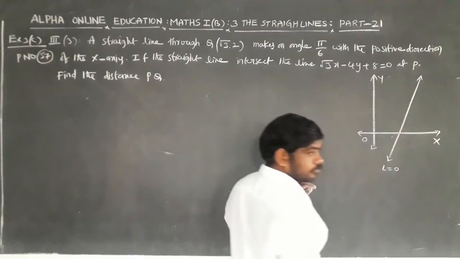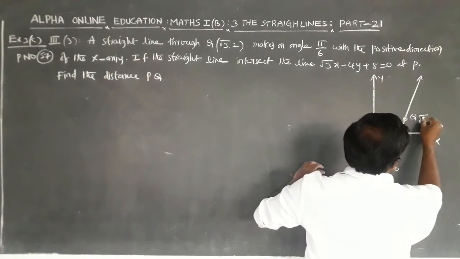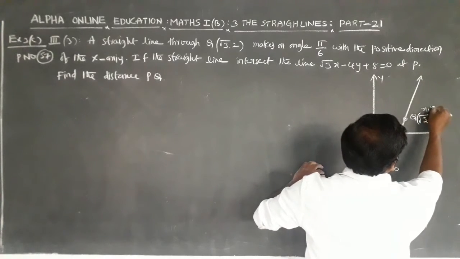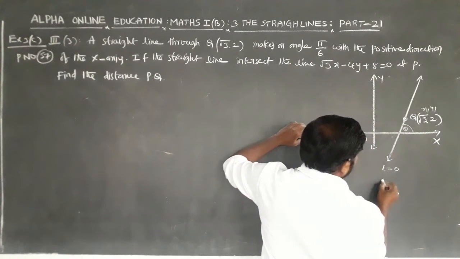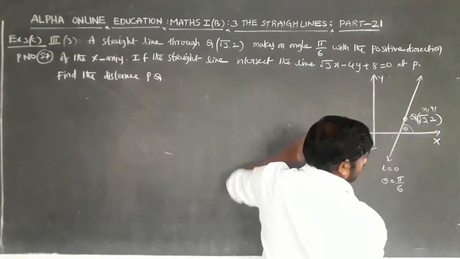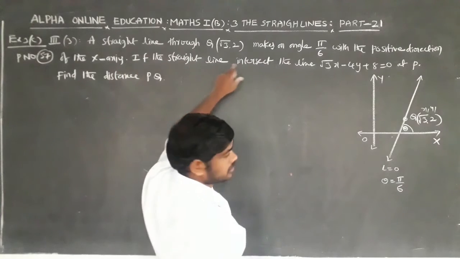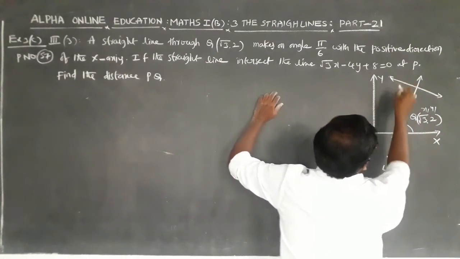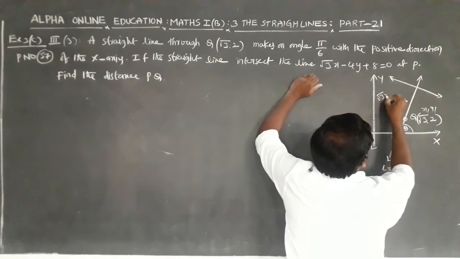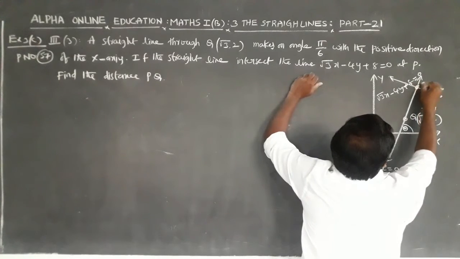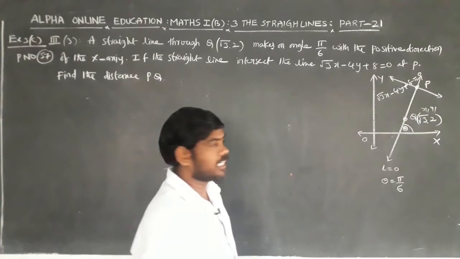A straight line passing through the point Q (root 3, 2), passing through the point means (x1, y1), makes an angle theta equal to pi by 6 radians with the positive x-axis, and if the straight line intersects the line root 3x minus 4y plus 8 equal to 0 at P, find the distance PQ.